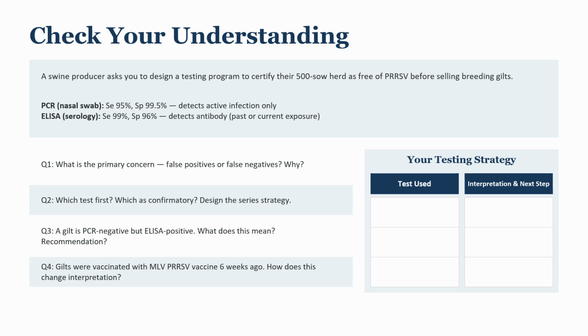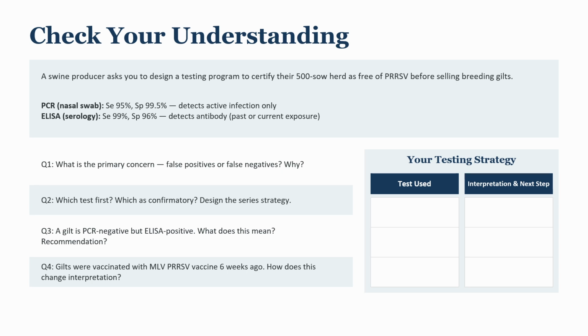Question 2. Use the ELISA first as a screening test. It has 99% sensitivity, making it an excellent tool to catch all animals with any prior exposure to PRRSV. Any ELISA negative animal can be tentatively certified clear. High sensitivity means few false negatives, so a negative is reassuring. ELISA positive animals proceed to PCR confirmation.